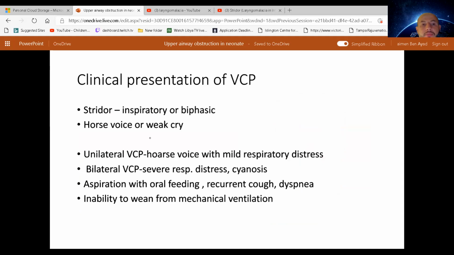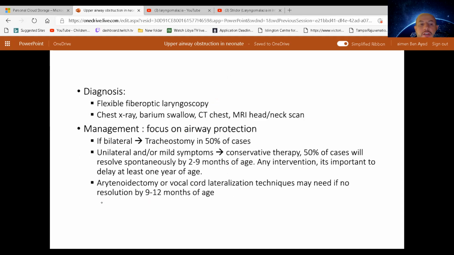How does the baby present? We said, correct, usually inspiratory, but can be biphasic. The biggest clue is a hoarse voice or weak crying. In unilateral, usually the presentation is mild. In bilateral, usually the presentation is severe. And the picture is the same as any cause of inspiratory stridor, with very few differences. This baby is also at risk of aspiration of oral feeds, recurrent cough, which is secondary to maybe micro-aspiration, dyspnea, or shortness of breath. Another clue is inability to wean from mechanical ventilation.